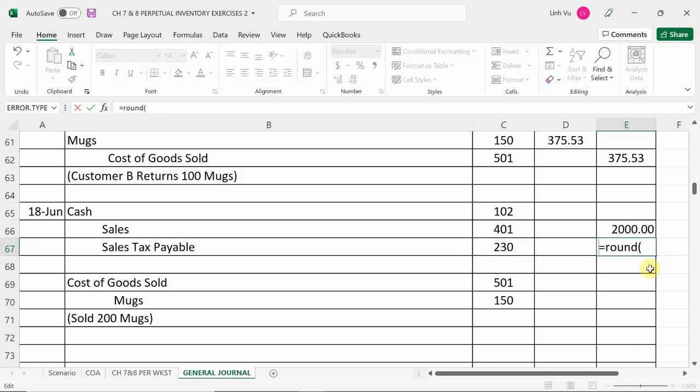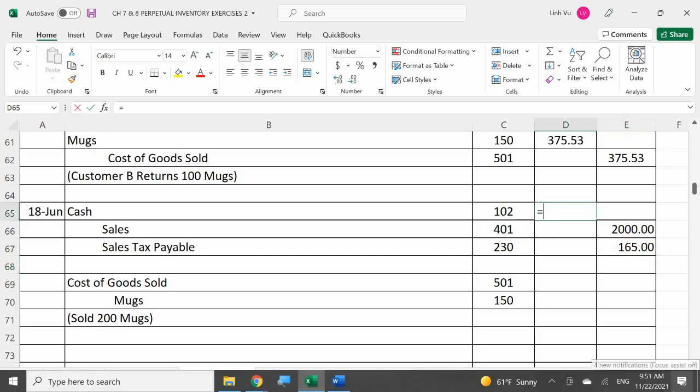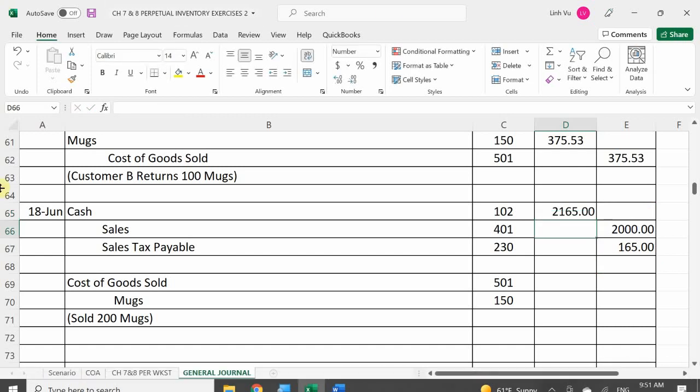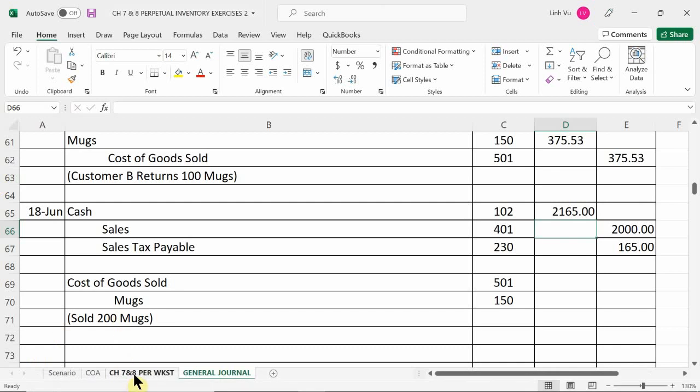God, what am I doing? Okay, so here I am, equal round. I'm going to take this number, 2000 times 0.025, comma 2. That should give me 165. So in grand total, I should be getting $2,165. Okay. So then now I need to calculate my cost of goods sold.